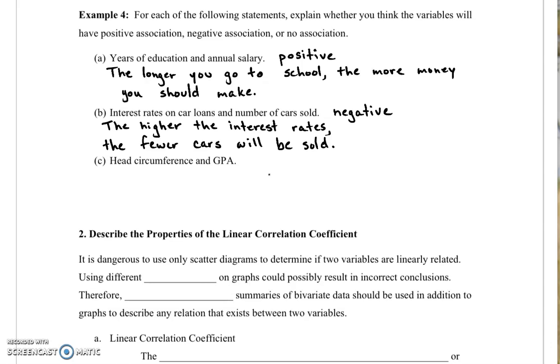What about head circumference and GPA? So if we took a tape measure and measured around all of our heads, do you think that a larger head circumference means we have a higher GPA or a lower GPA, or do you think that there's no association whatsoever? And for this one, I would say there is no association. The size of your head should have no bearing on your GPA.